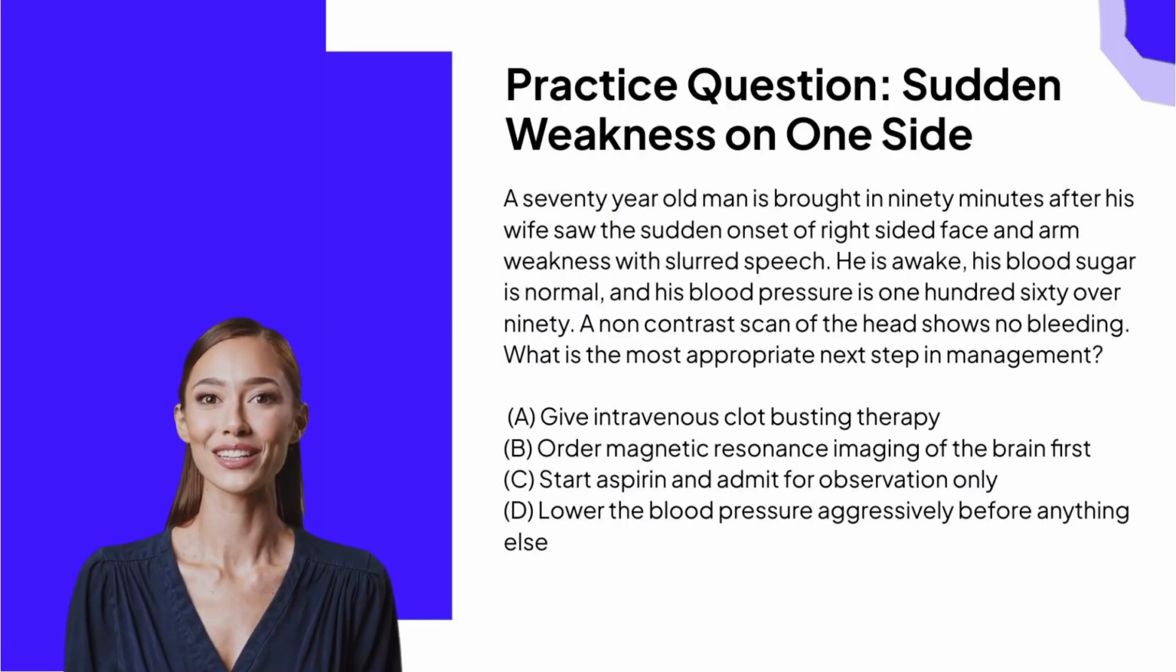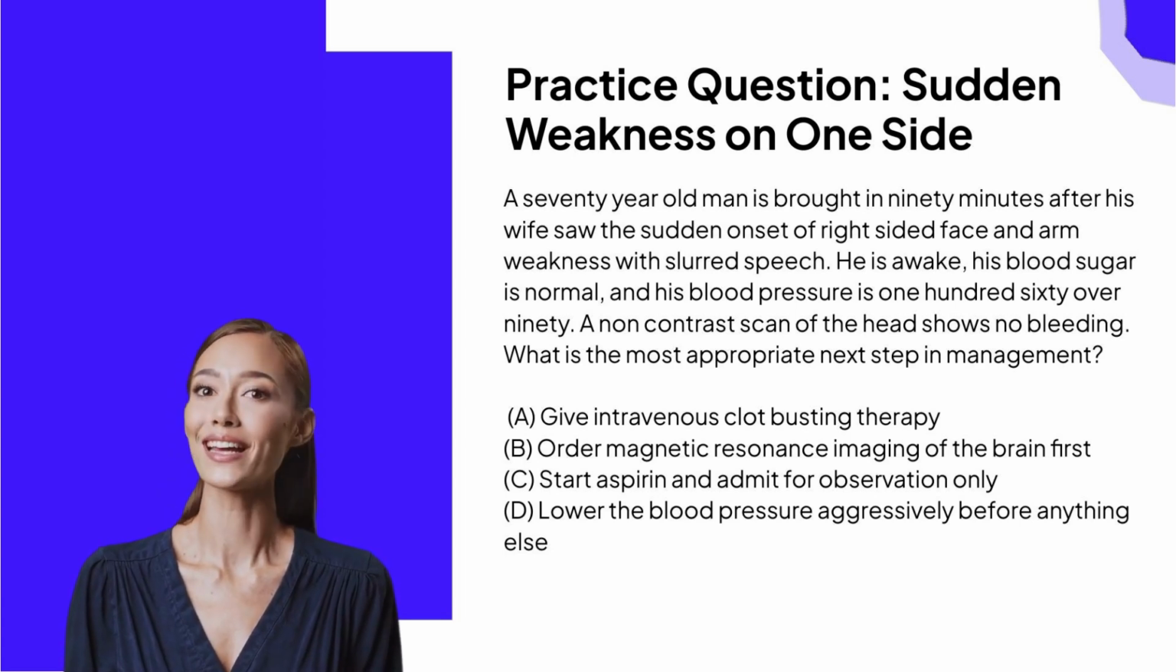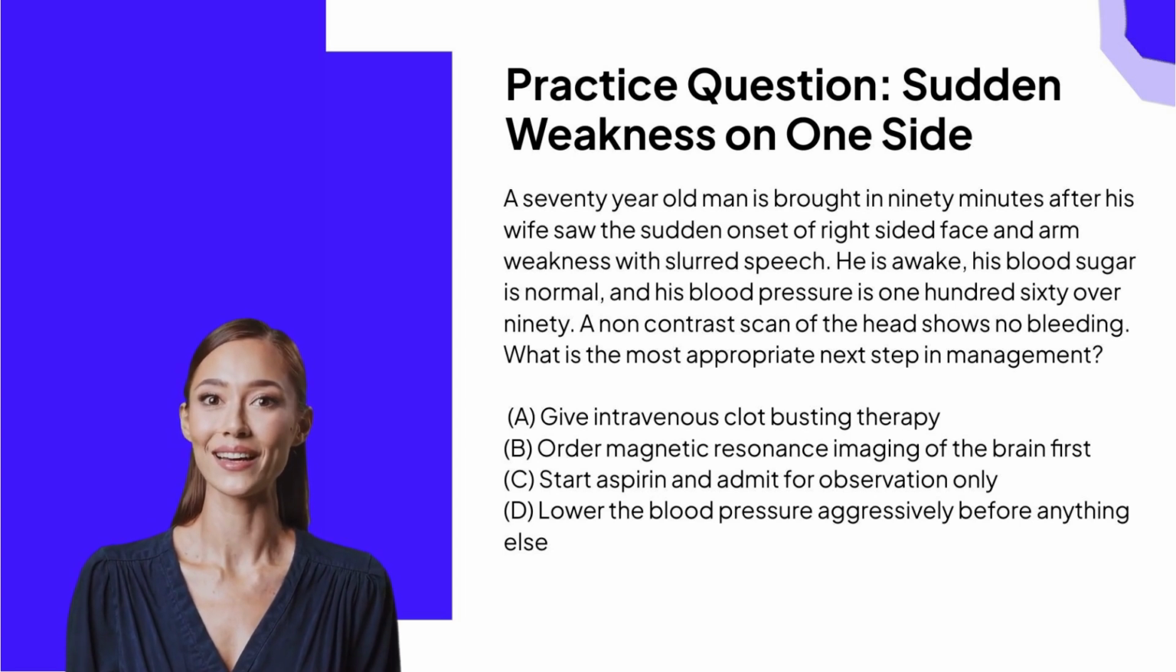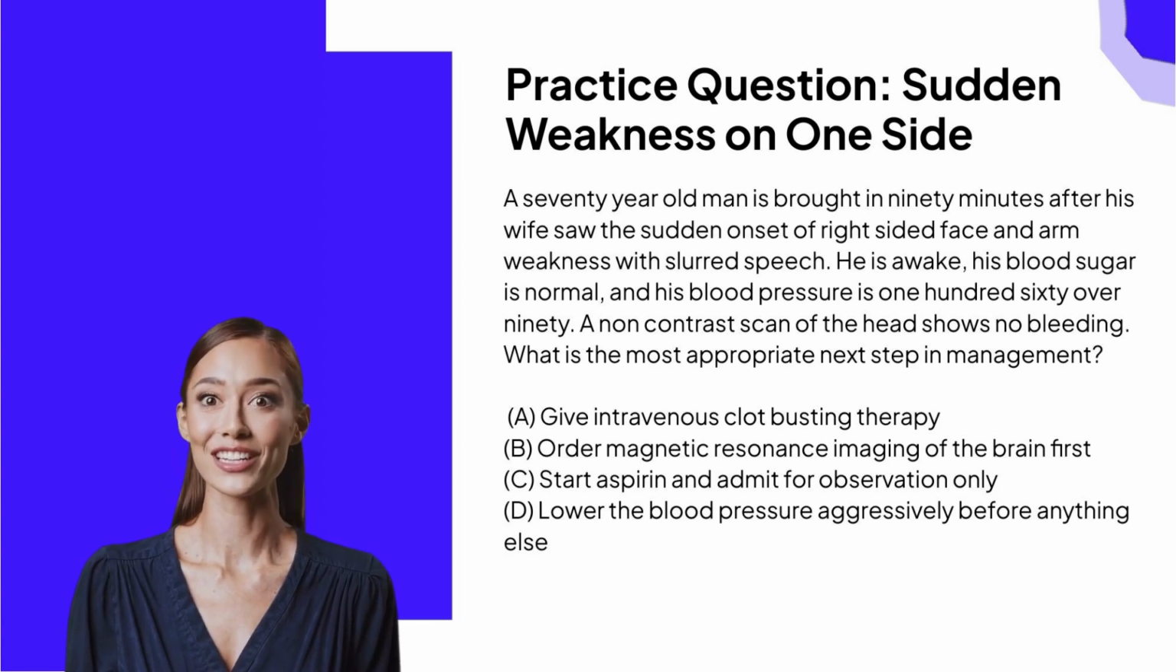Here is our first practice question, and it is built around the stroke clock. A 70-year-old man arrives 90 minutes after his wife watched the sudden onset of right-sided face and arm weakness with slurred speech. He is awake, his blood sugar is normal, and his blood pressure is 160/90. A non-contrast scan of the head shows no bleeding.